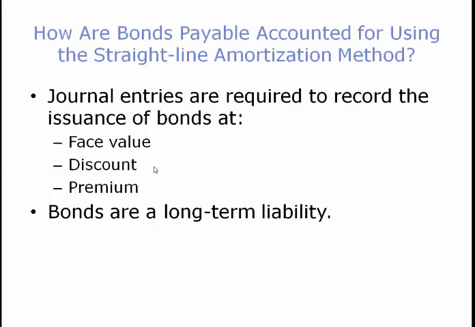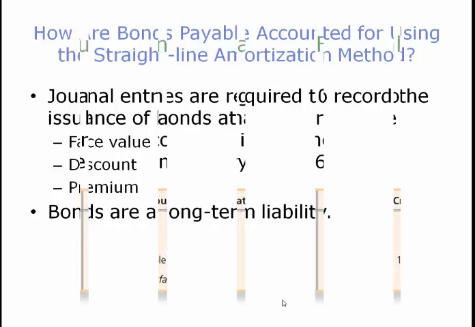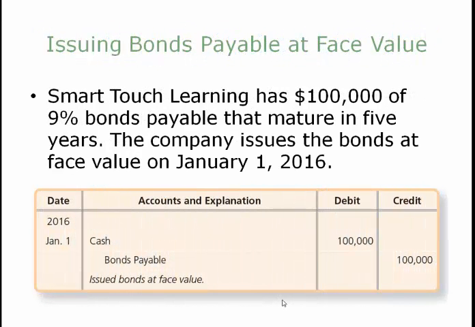Discount would be 0.95 times the face value, and face value would be 100 times 100, or 1 times 100 times the face value. And they're a long-term liability. So here's one that we issued at face. It doesn't say it's at face, but that would tell us it's 9%. It says that the market interest rate and the interest rate on the face value of the bond are the same at 9%. So they issued this at face, so it's 100,000 and 100,000.